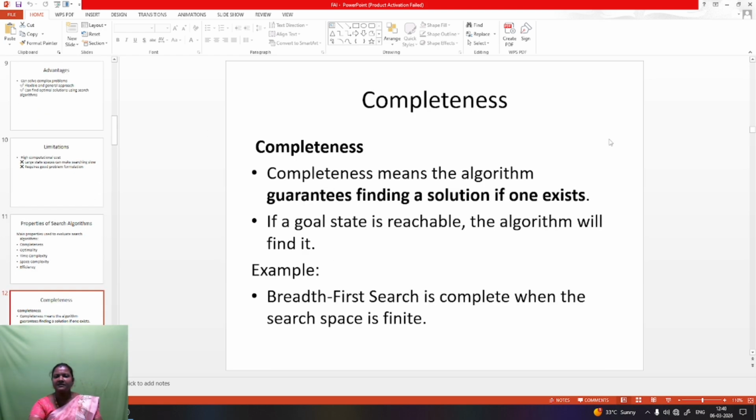Completeness. Completeness means the algorithm guarantees finding a solution if one exists. If a goal state is there, then the algorithm will surely find it. For example, breadth first search is complete when the search space is finite.